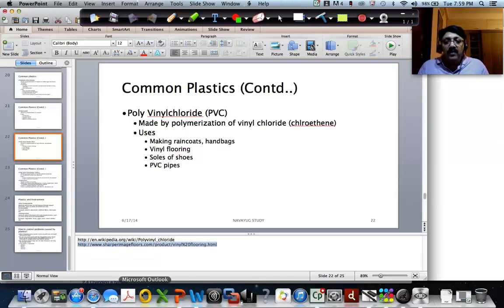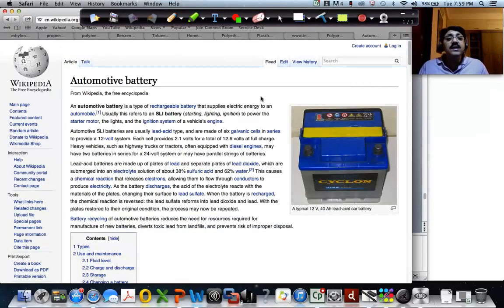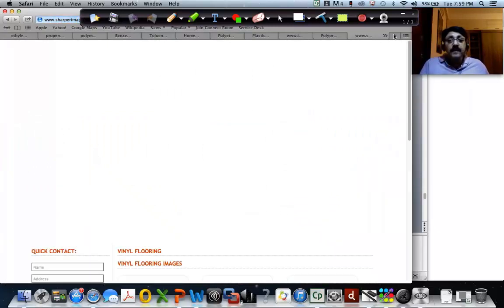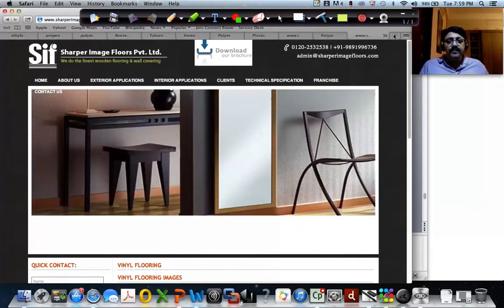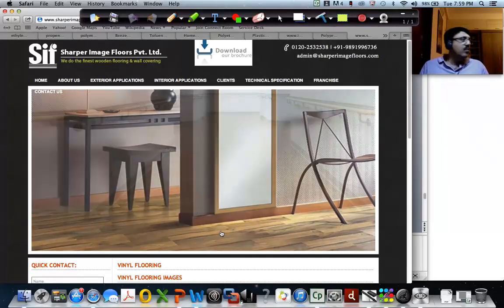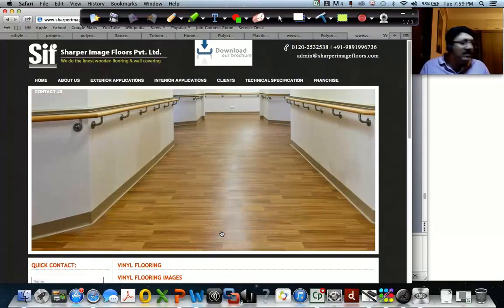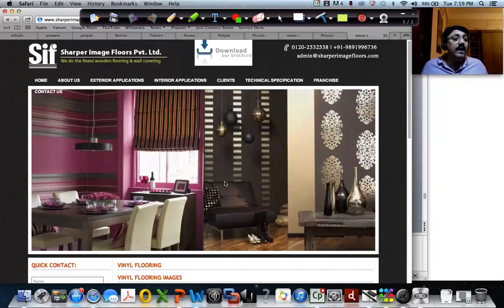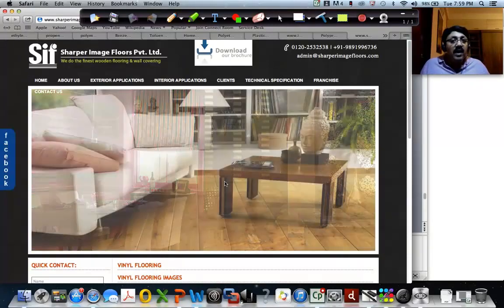You might have heard about vinyl flooring. I don't know whether you've heard about it. It is synthetic flooring, very easy to maintain, very easy to clean, and gives a very good look, right? See, you can see this looks like wood, right? But it's not wood. It is vinyl flooring. People think, oh, this is wood, but it is not. It is made out of polyvinyl chloride, and it can be given different colors, different patterns.